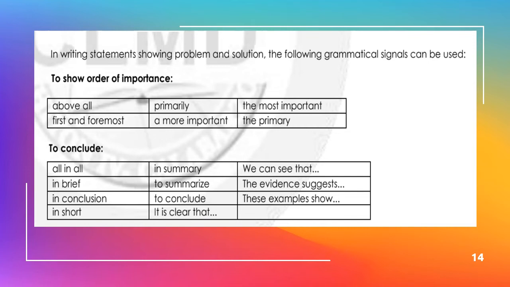Okay, and then also we have here the grammatical signals that are used to conclude. So we have all in all, in brief, in conclusion, in short, in summary, to summarize, to conclude, it is clear that, we can see that, the evidence suggests, these examples show. So those are the grammatical signals that we use, again, for problem and solution.